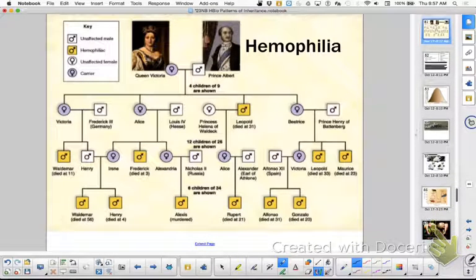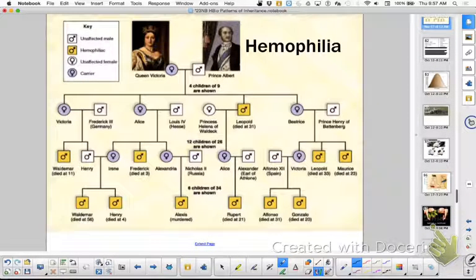And again here with hemophilia. Now, the next thing on your notes is about polygenic inheritance. Polygenic. What do you hear in that? Multiple genes, right?